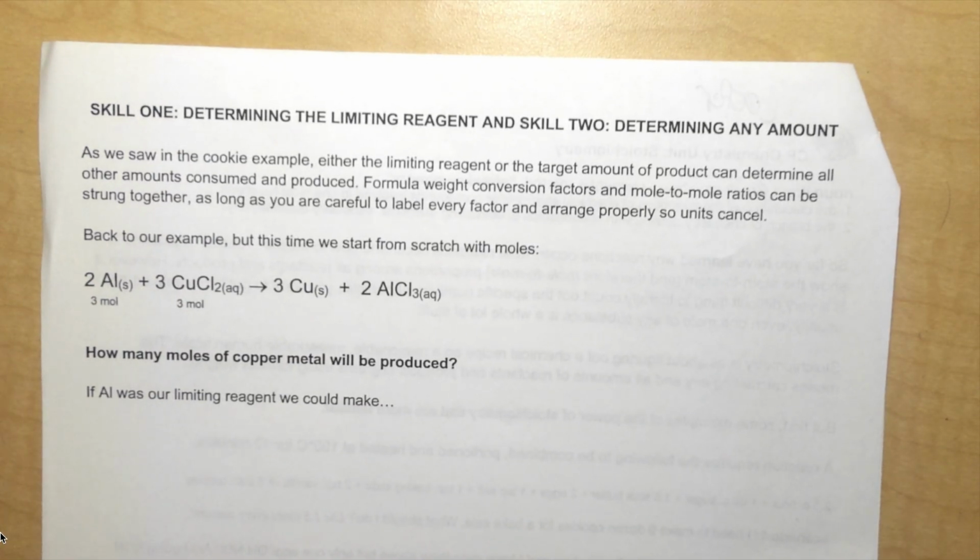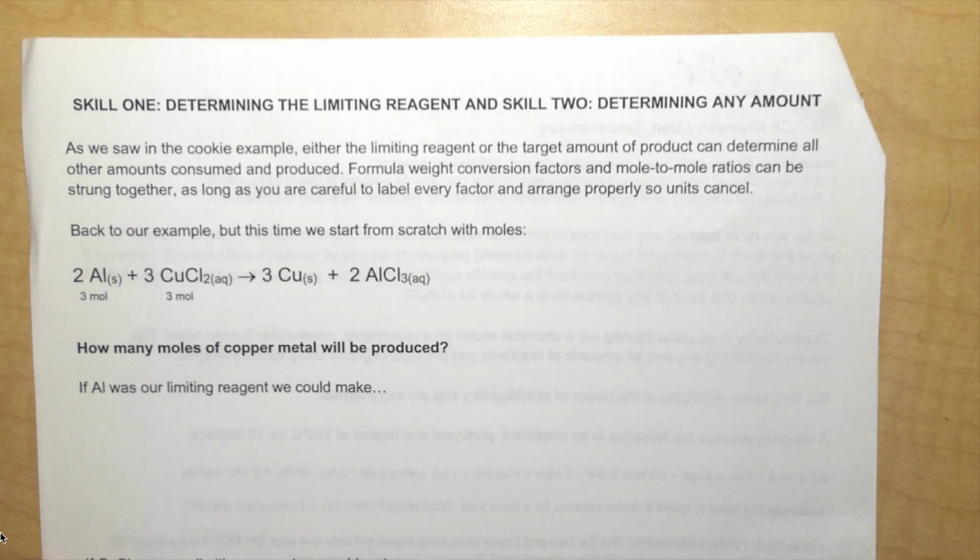Now that you've read that, it says, as we saw in the cookie example, either the limiting reagent or the target amount of product can determine all other amounts consumed and produced. Formula weight conversion factors and mole-to-mole ratios can be strung together as long as you are careful to label every factor and arrange properly so units cancel. So back to our example, but this time we're going to start from scratch with moles.